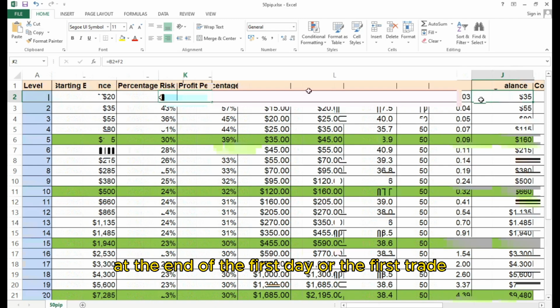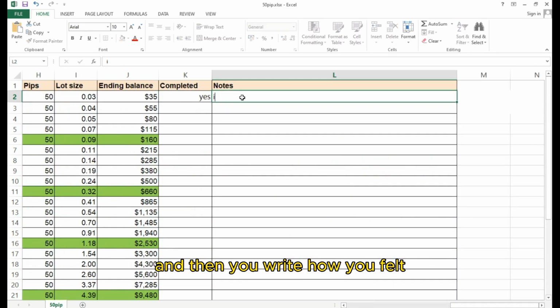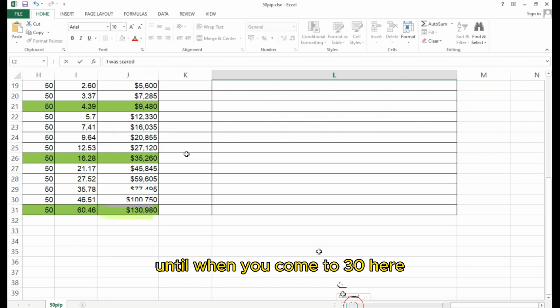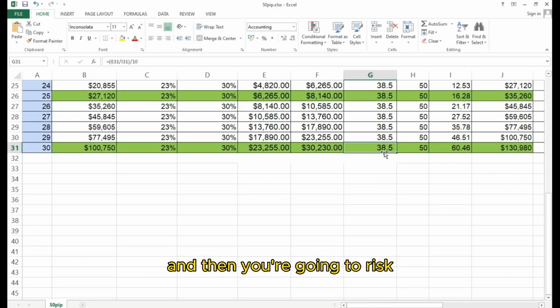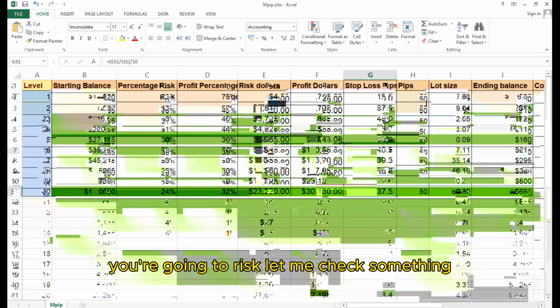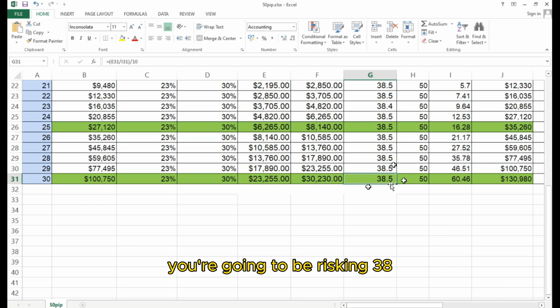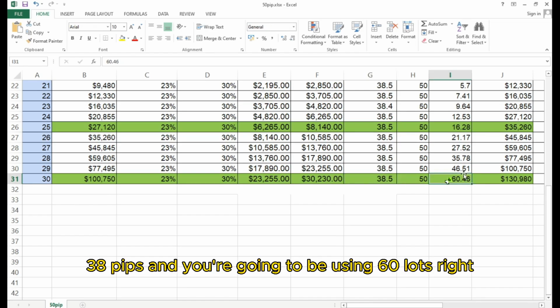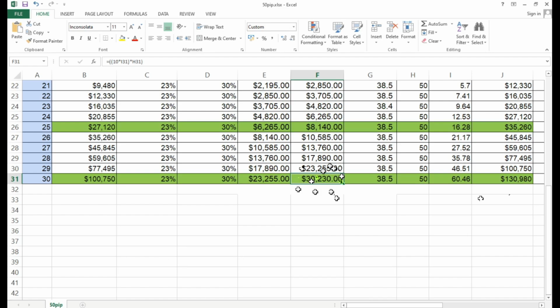At the end of the first trade, you must have $35 in that account. Then you write whether it was completed or not, and how you felt, the emotions and everything. That is what you write in this step. And you have to follow the same thing until you come to the last trade, the 30th, where you are supposed to have 100,000, and then you're going to risk, let me check something, 38 pips, and you're going to be using 60 lots in order to achieve a $30,230 take profit. Yeah, that is very attractive, guys.